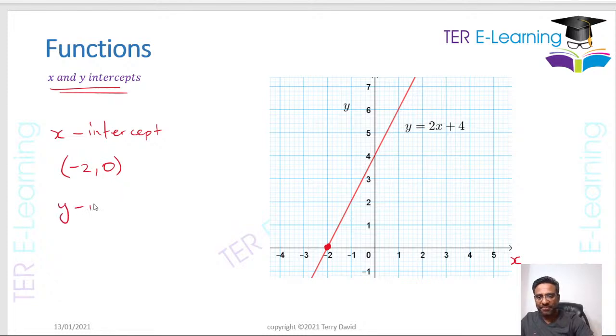My y-intercept is where I am cutting my y-axis. That's that point here. So the y-intercept will be 0, 4. Be careful of how you are stating coordinates. That's a mistake that students make.